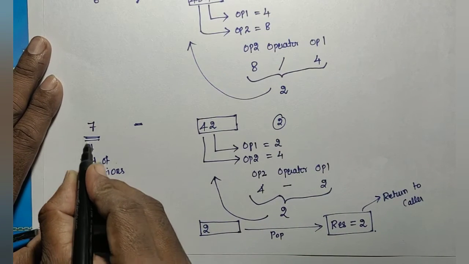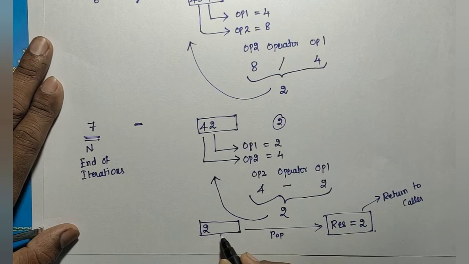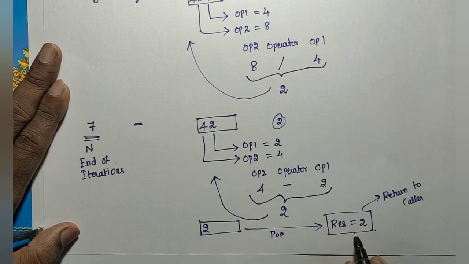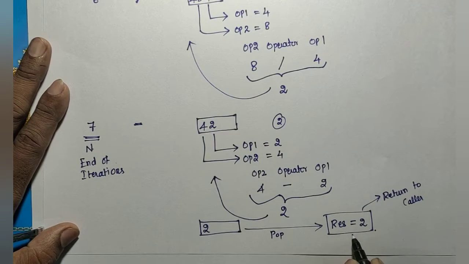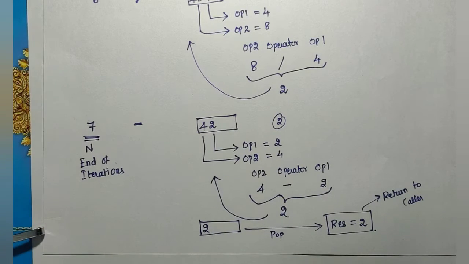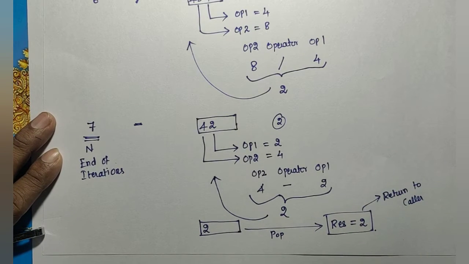Since we reached the end of the iterations, the next step is that the stack containing only one element needs to be popped. That is going to be identified as the result, and it is going to be returned to the caller. So this is the end of the algorithm. Please try to understand how the stack is involved in the evaluation of the postfix expression.